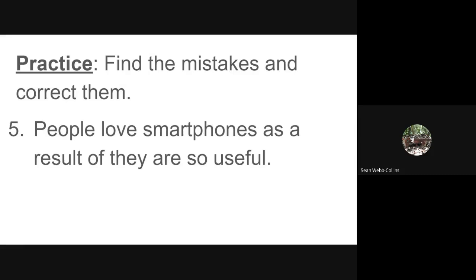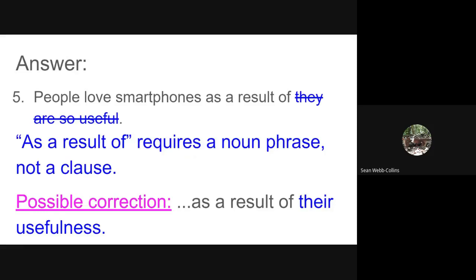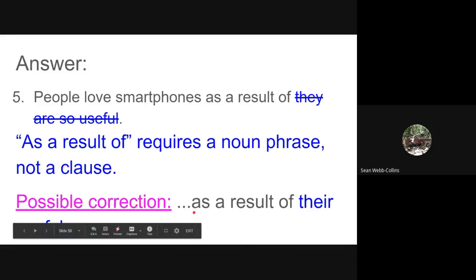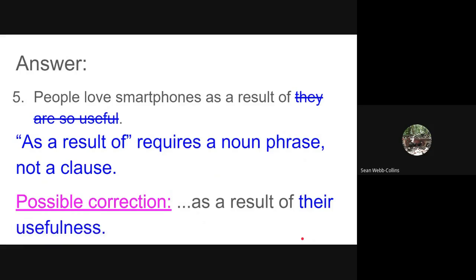Okay, let's look at the answer. And that's right, this one was the most complicated of all. So, "as a result of" requires a noun phrase, not a clause. So a possible correction would have been "as a result of their usefulness". People love smartphones as a result of their usefulness.